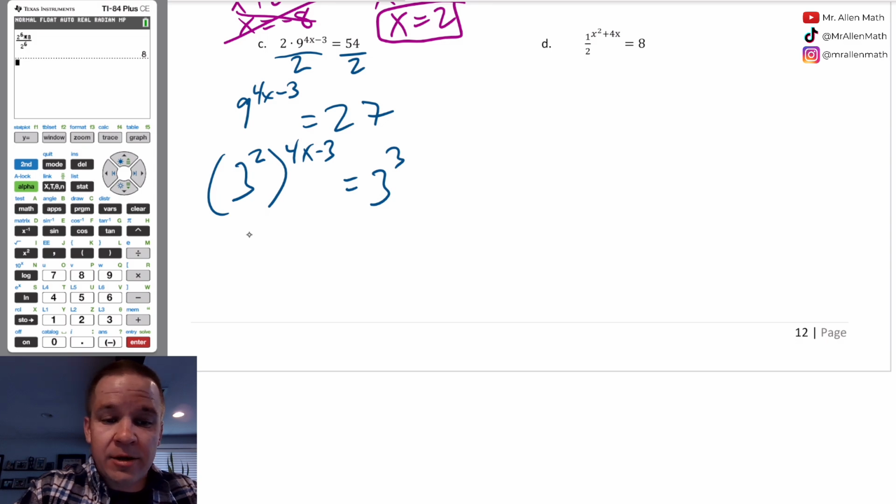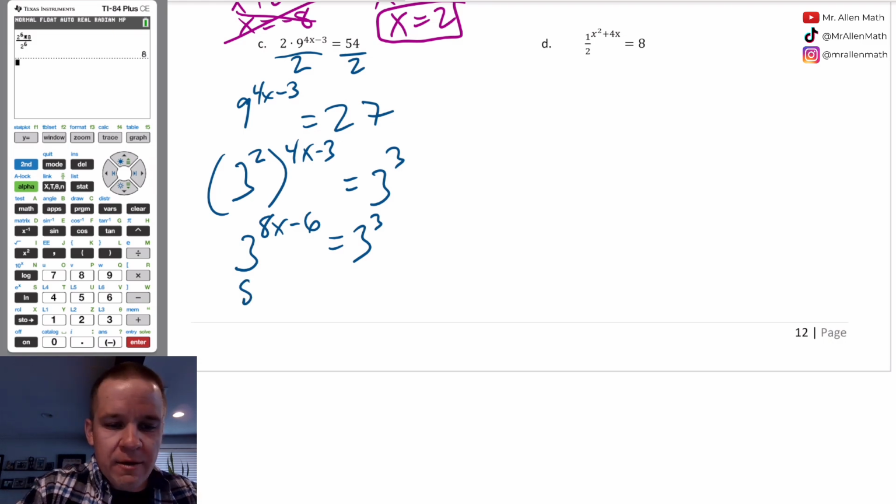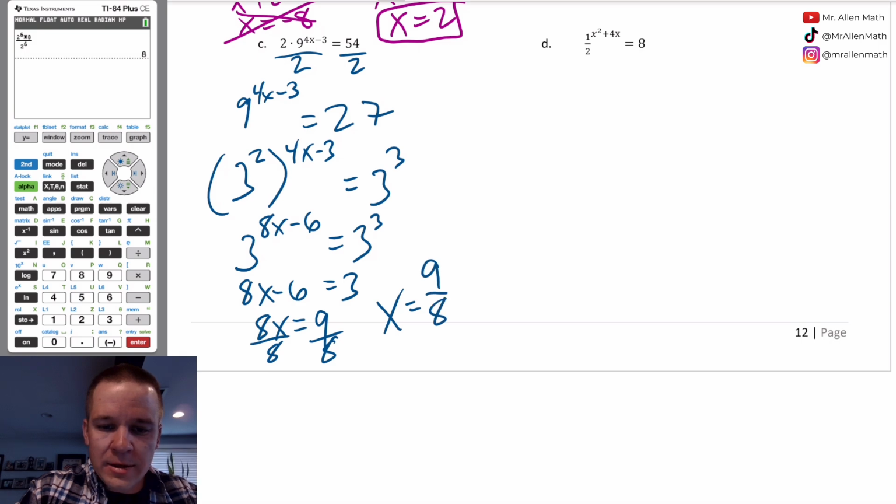And then let's see here. I distribute my exponents. So I'd have 3 raised to the 8x minus 6 equals 3 to the third. So now I can set my exponents equal because my bases are equal, just like we did with the logs in the previous problem. I'll have 8x minus 6 equals 3. I'll have 8x equals 9 after I add that 6. So divide by 8, and I get x equals 9 over 8.